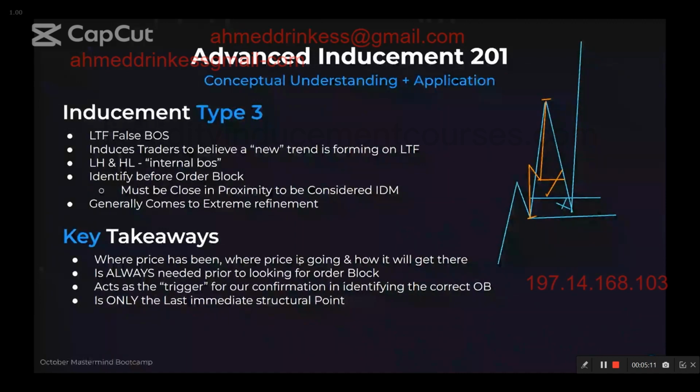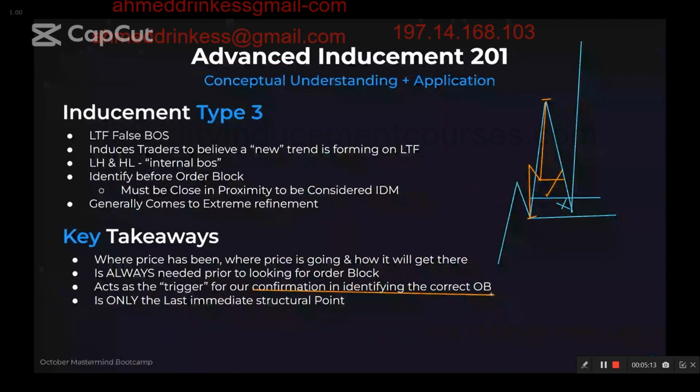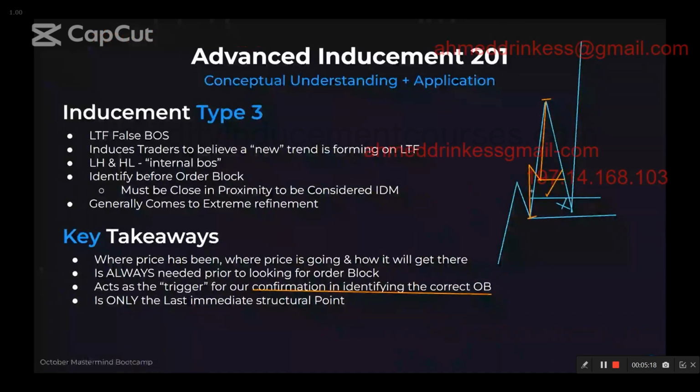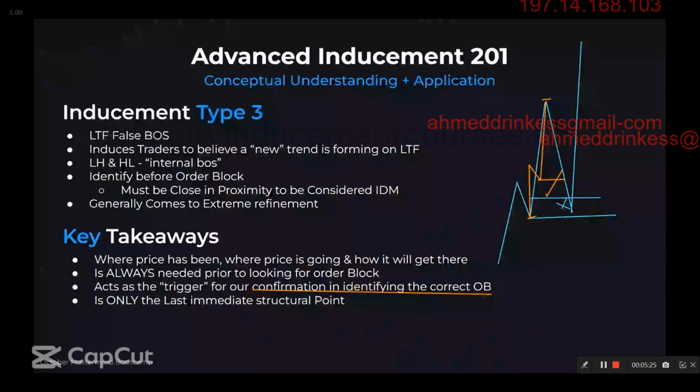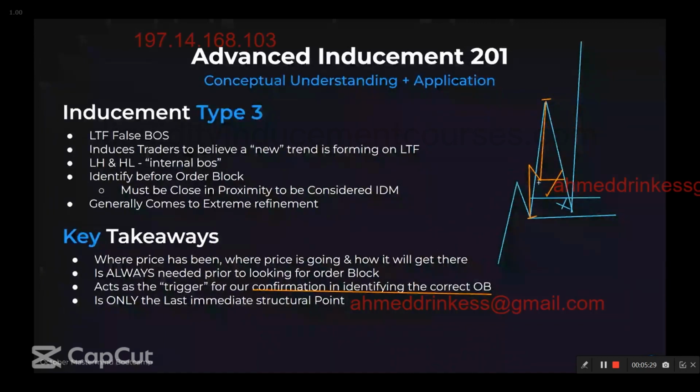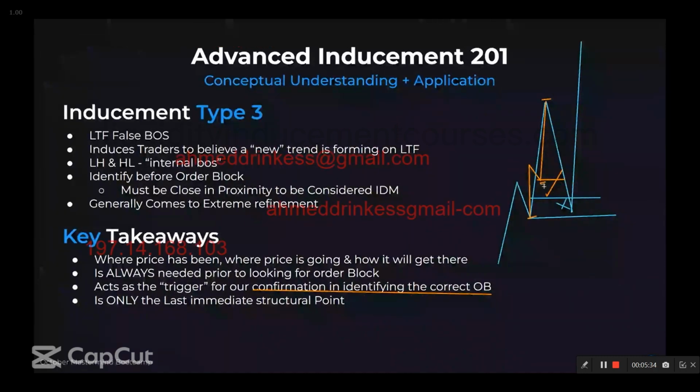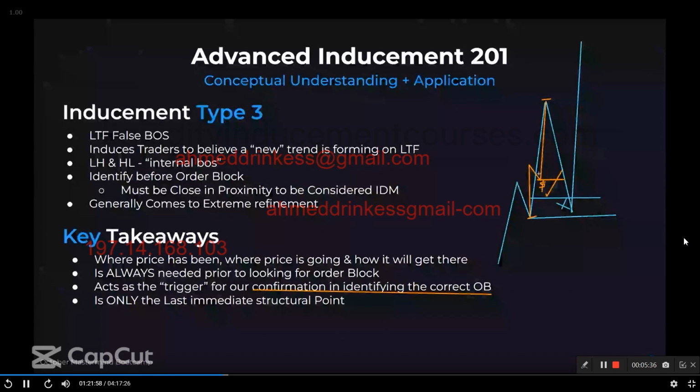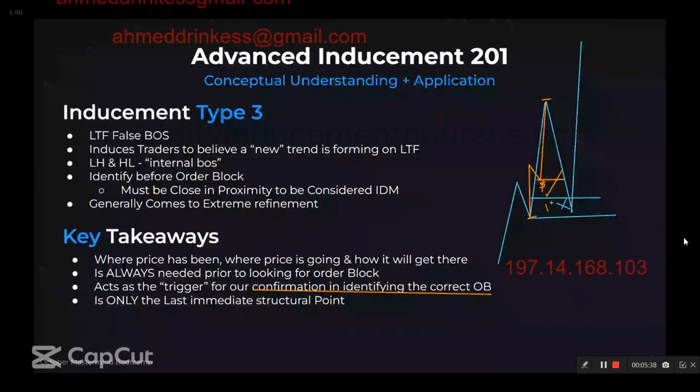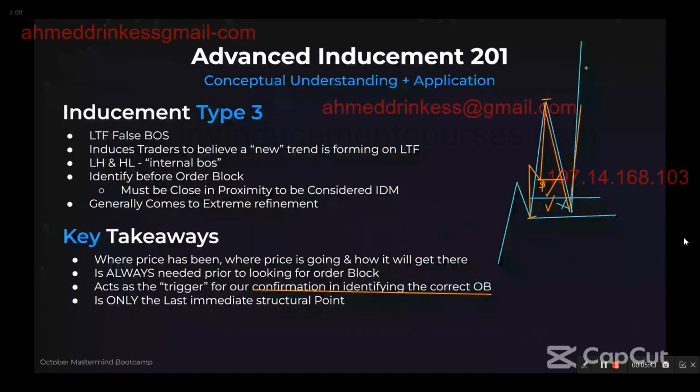Again, inducement is our confirmation for identifying the correct order block. Without inducement, you're not identifying the correct order block. Also, it is our confirmation for entry. Inducement is always our confirmation for entry. Now, we have not talked about entries, but the reason inducement is our confirmation is because it validates where the stop losses are, or tells us where the stop losses are, which ultimately verifies our order block, so that we can expect a quick liquidation of these stop losses and then for price to reverse.